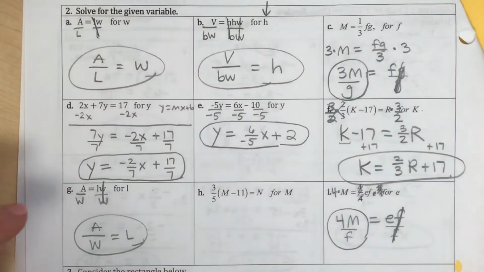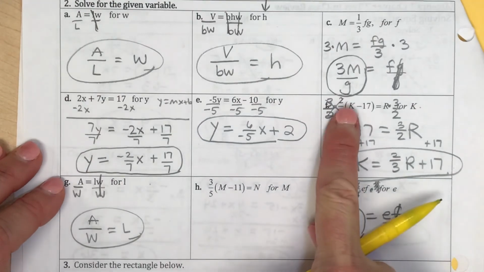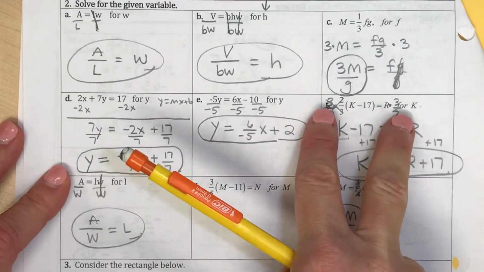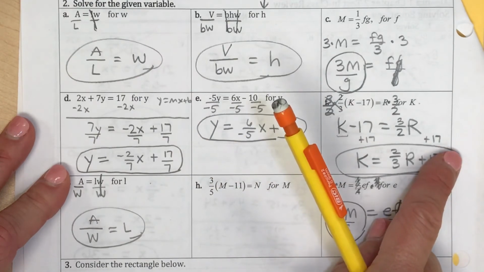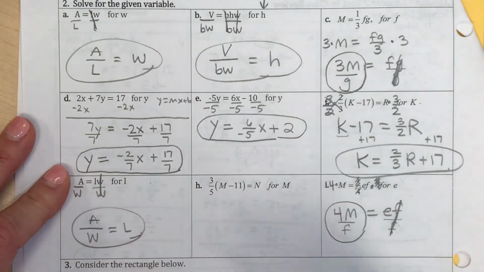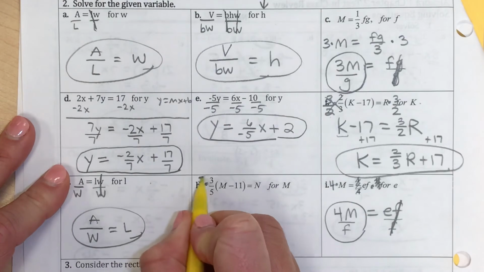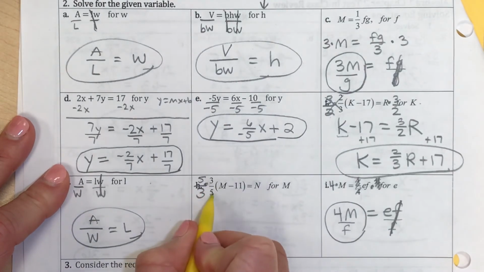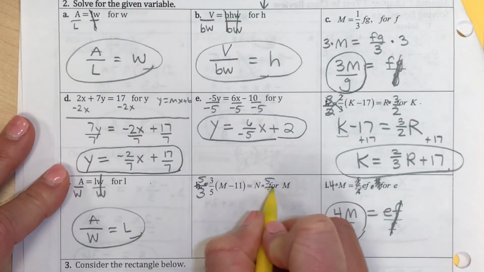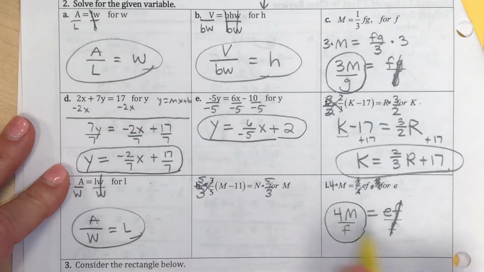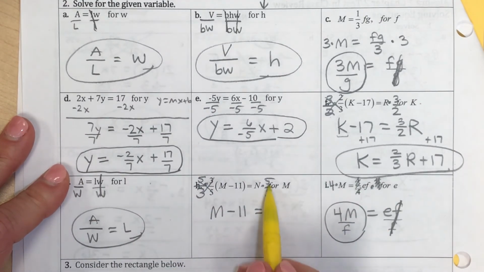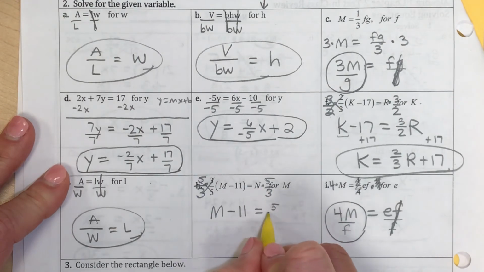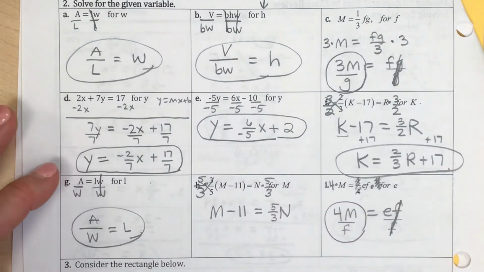Okay, now letter H is a lot like this one. So we started with multiplying by the reciprocal, and then we moved our number term to the other side. So here my reciprocal I'm going to start with is multiplying by a 5/3. So that's this fraction flipped upside down, 5/3. So those will cancel out, and I'm left with m minus 11. And that's going to equal 5/3 n.